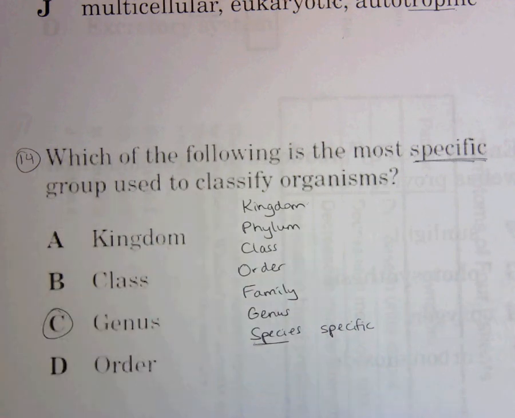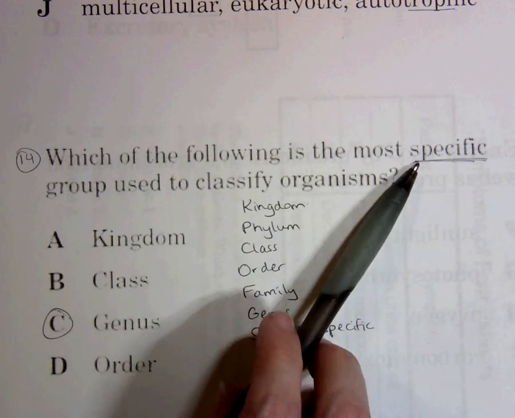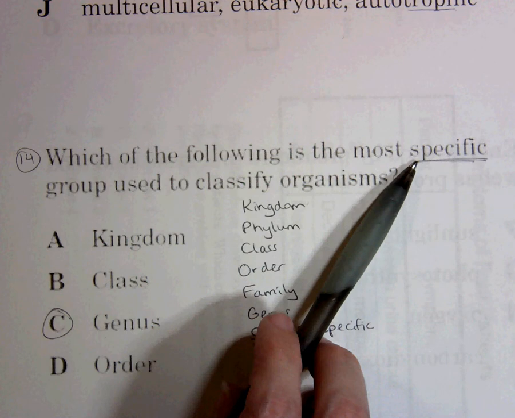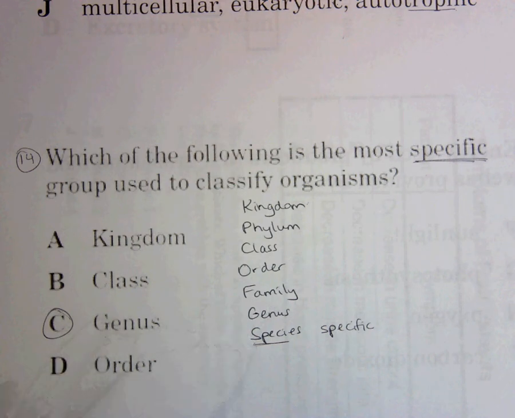If it had asked for the largest or broadest or contains the most different types of organisms, we would be looking at kingdom. But since we're looking for the most specific, which is going to be the smallest group, the most definite pointer at just one type of organism, we're looking at genus because it's closest to species.